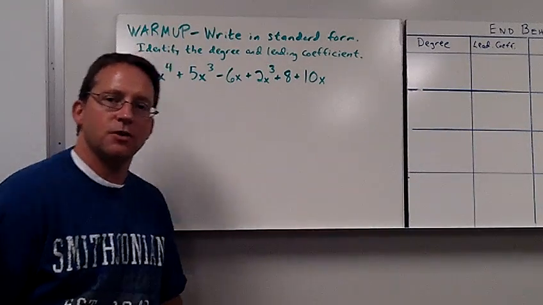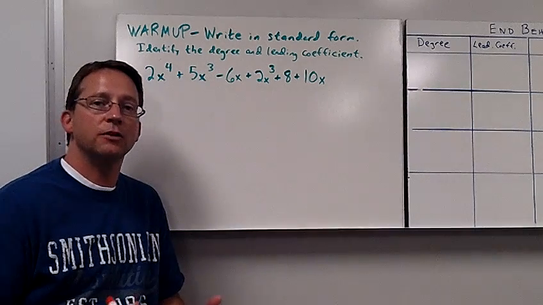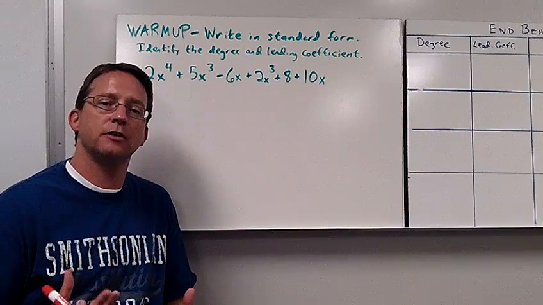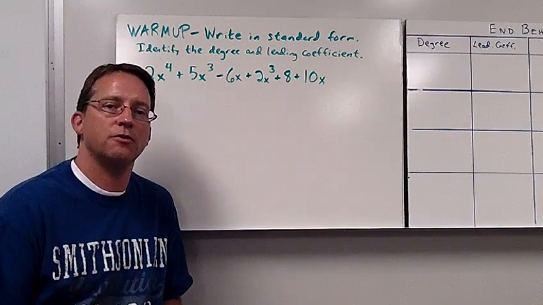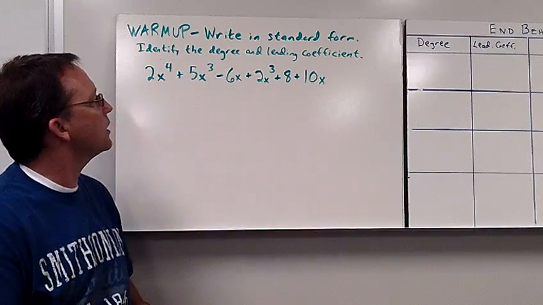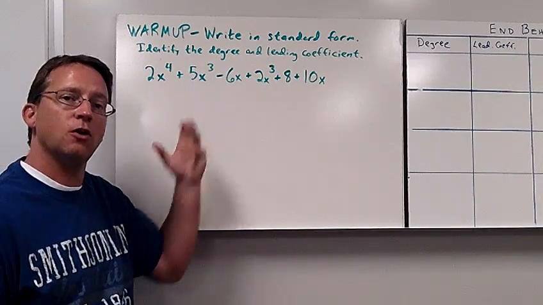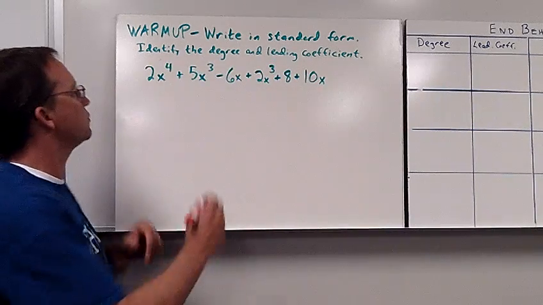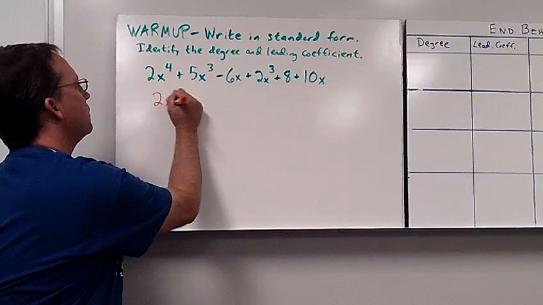Okay, what we talked about yesterday is that in order to write a polynomial in standard form, we have to combine all of our like terms, and we have to get the largest exponent out front and write our terms in decreasing order of exponents. So taking a quick glance here, we have an x to the fourth is our largest exponent here. Nothing to combine that with, so we'll just leave that as 2x to the fourth.